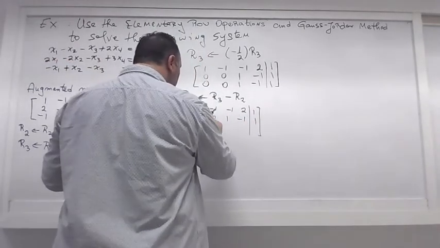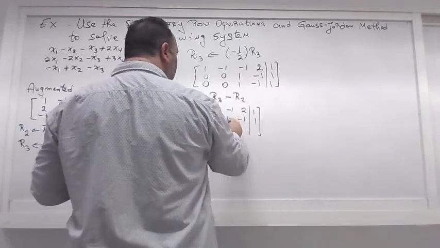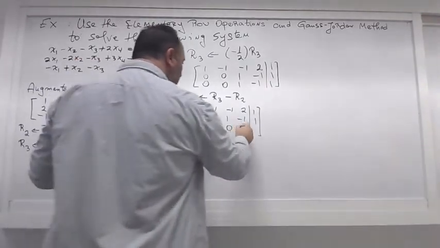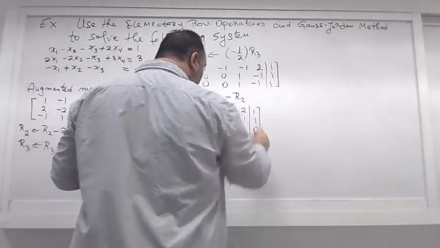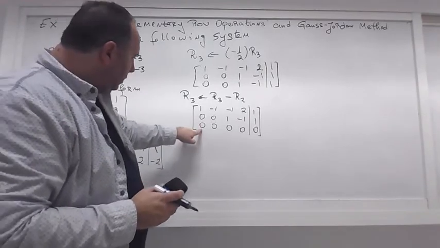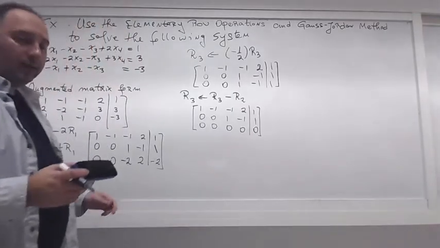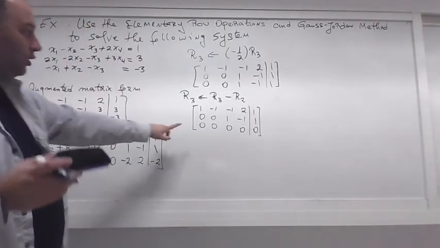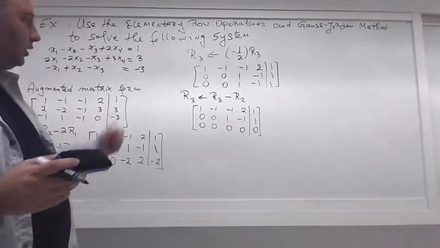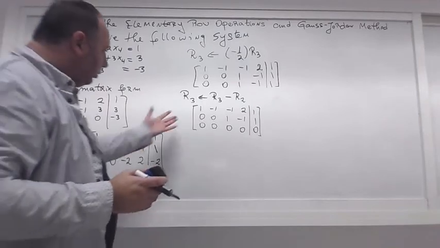Last row. So I have zeros. Now this minus this is 0. This minus this: minus 1 plus 1 is 0. And 1 minus 1 is 0. Beautiful. So the last row says 0 is equal to 0. Okay, I know that. So there's no contradiction here. So 0 is equal to 0, we know that. So there's no contradiction. What does this mean?